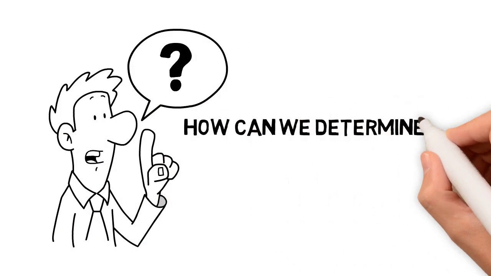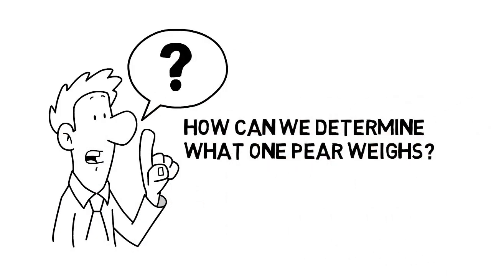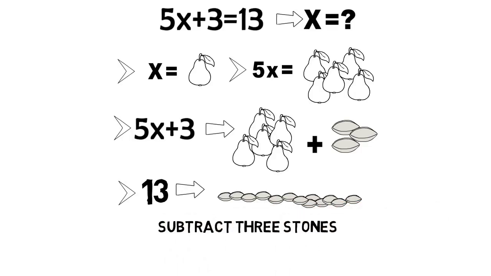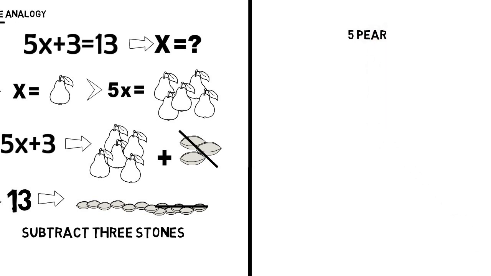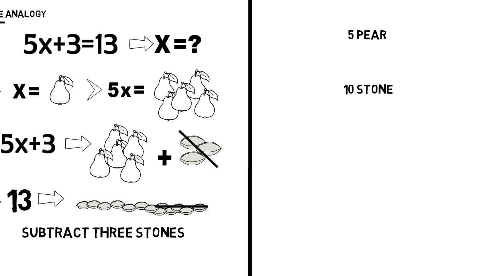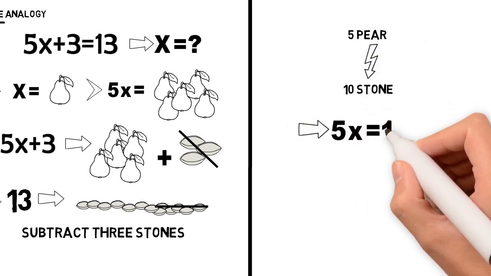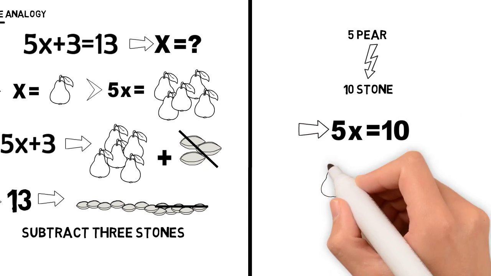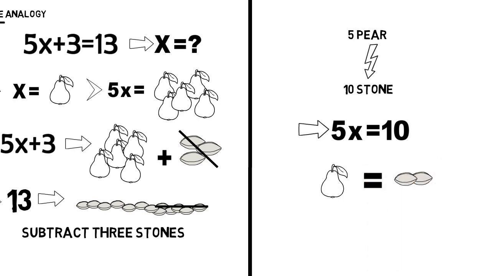How can we determine what one pear weighs? If we subtract 3 stones on each side of the scale, we do not change the balance, and so taking away 3 stones on both sides makes us have 5 pears and 10 stones. That means that 5 pears weigh 10 stones. That is, in algebraic terms, 5x equals 10. Now, if 5 pears weigh 10 stones, it must mean that each pear weighs 2 stones by dividing 10 by 5.